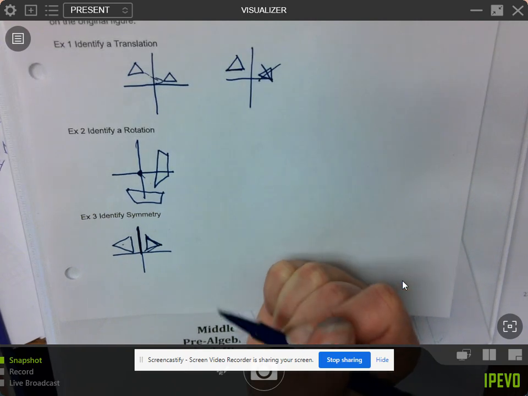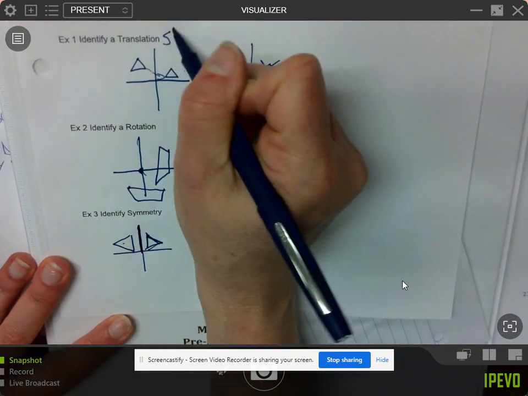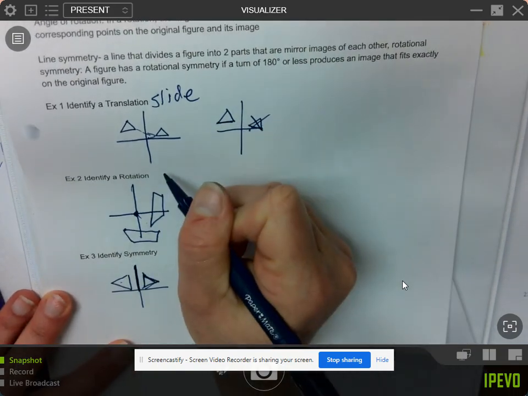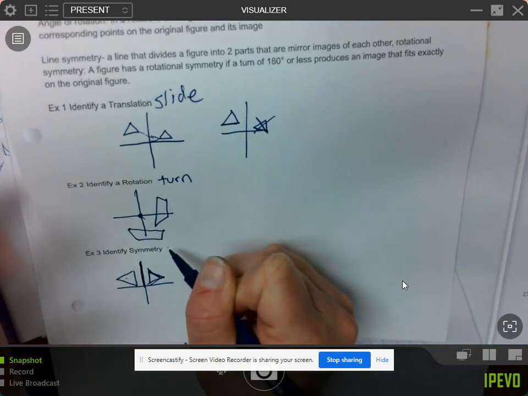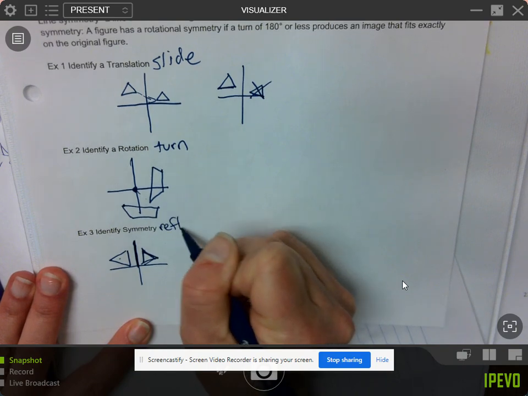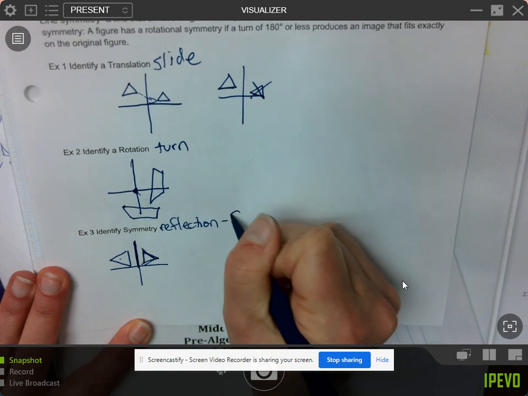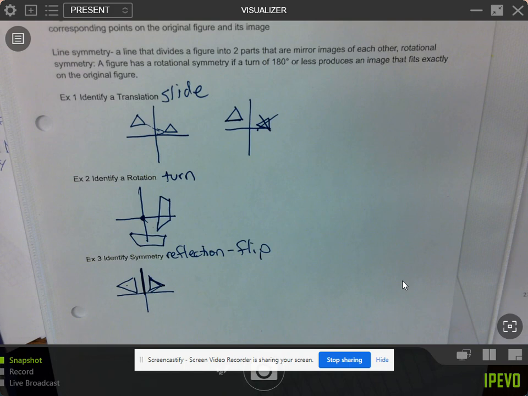Questions? The big thing to remember, that translation means slide. Rotation means turn. Symmetry means that reflection, which is a flip. Okay? Keywords to remember. What does it mean to slide it, to turn it, and to flip it?